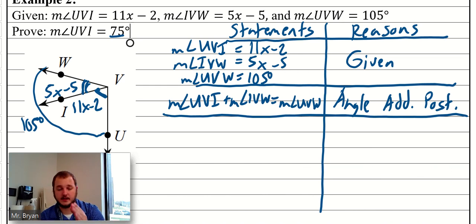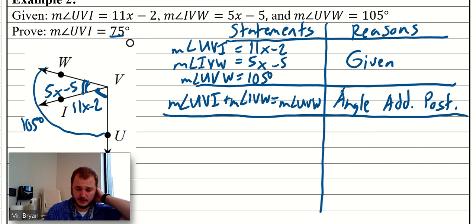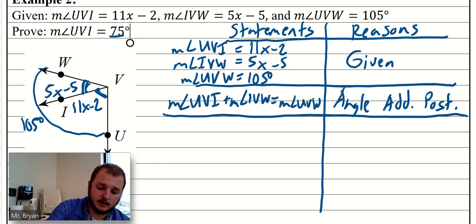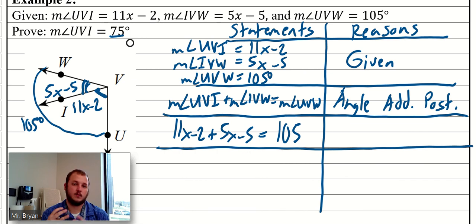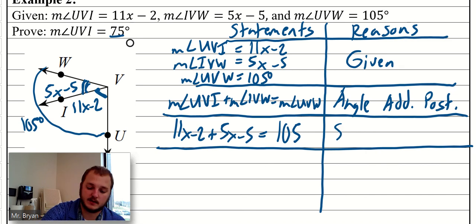Now that we've shown it with the names, now I can start plugging things in and solving like I want to. So we've said UVI already is 11x minus 2. So I'm going to go ahead and write this in, 11x minus 2 plus angle IVW, which we've already said is 5x minus 5, and then equals the whole thing, 105. What's my reason for that? What goes along with that? Well, we already talked about this. Anytime I plug in numbers, anytime I plug in variables, anytime I plug something in, that's always substitution. It's always going to be substitution.